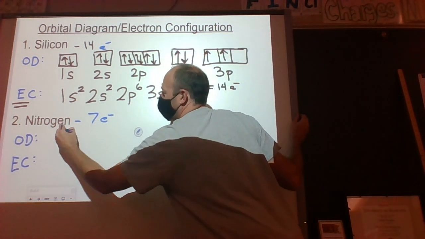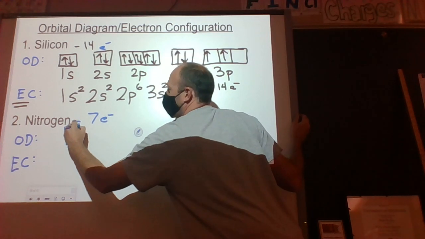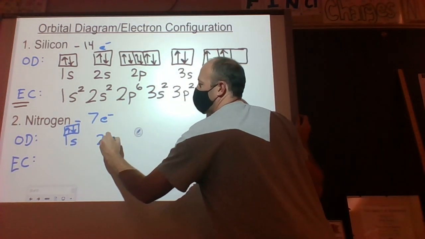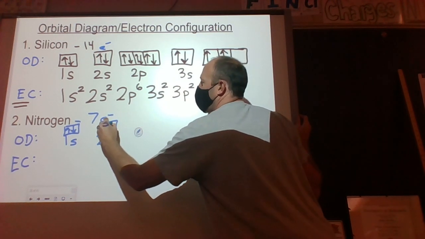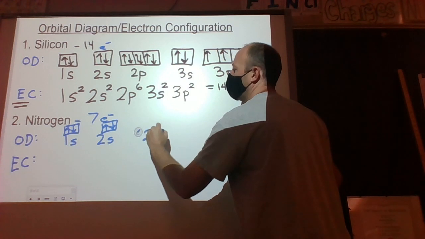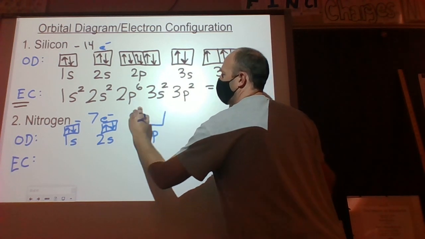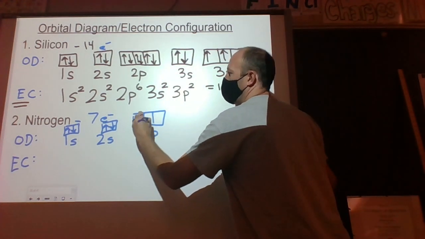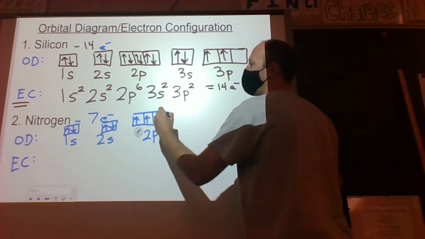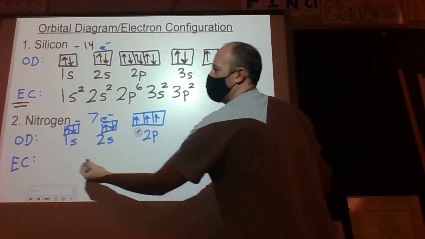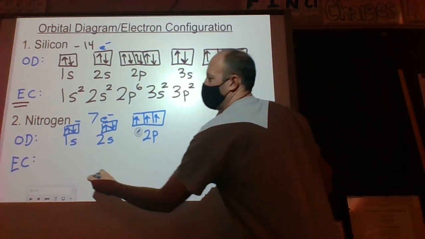We have 1s. Up, down. 2 down, 5 more to go. 2s. Up, down. 4 down, 3 more to go. 2p. Again, empty bus seat rule. You would have to go up, up, up. There's our 7 electrons. Electron configuration, you'll notice, is much faster, much easier.